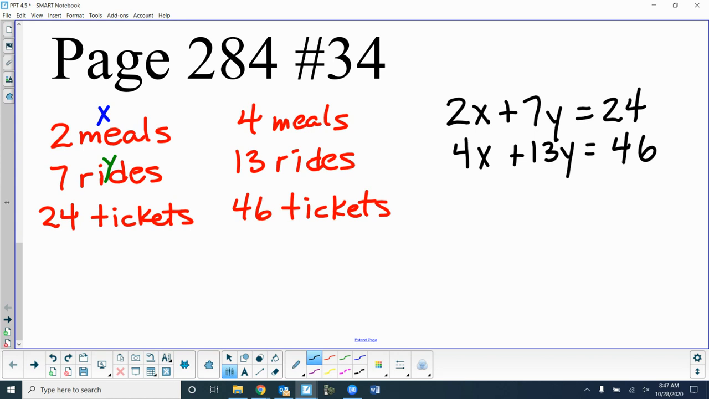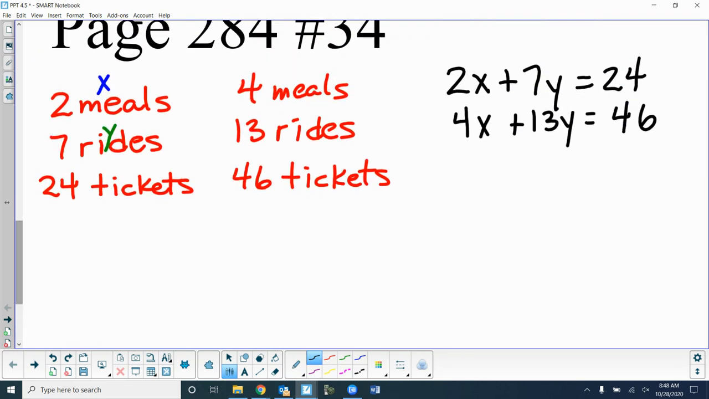When you do this method, you have to line everything up like we did for elimination. X's and Y's on the left equals, and then the numbers on the right, just like this is. All right? Any issues with the two equations? That was pretty easy to do, wasn't it? Okay, what we're going to do is use matrices to solve.